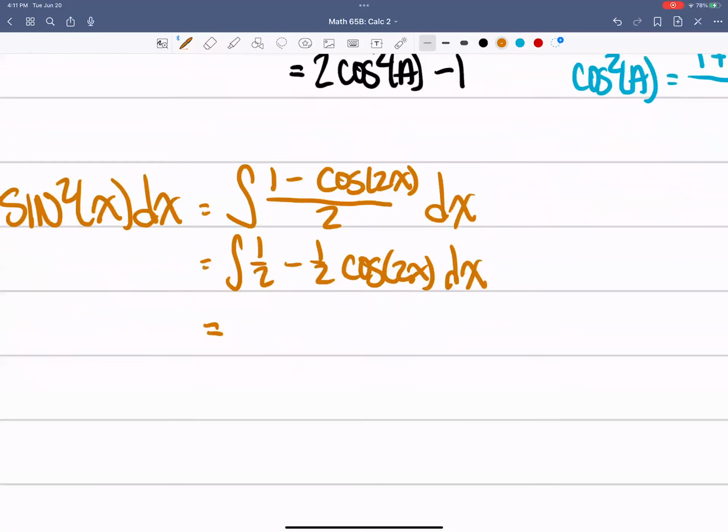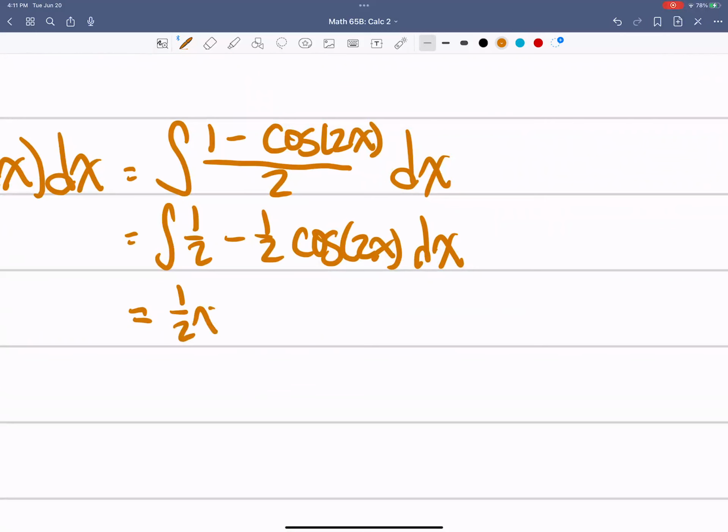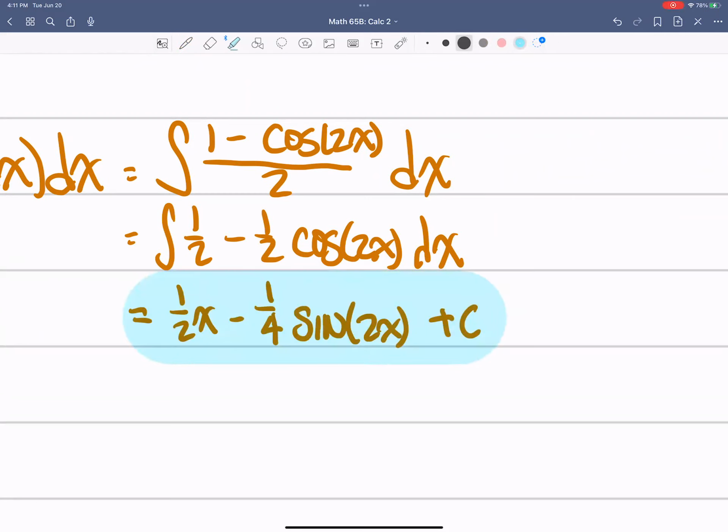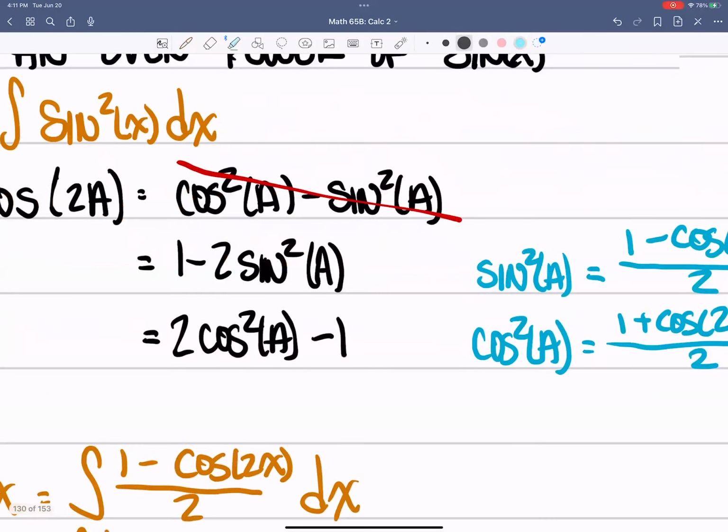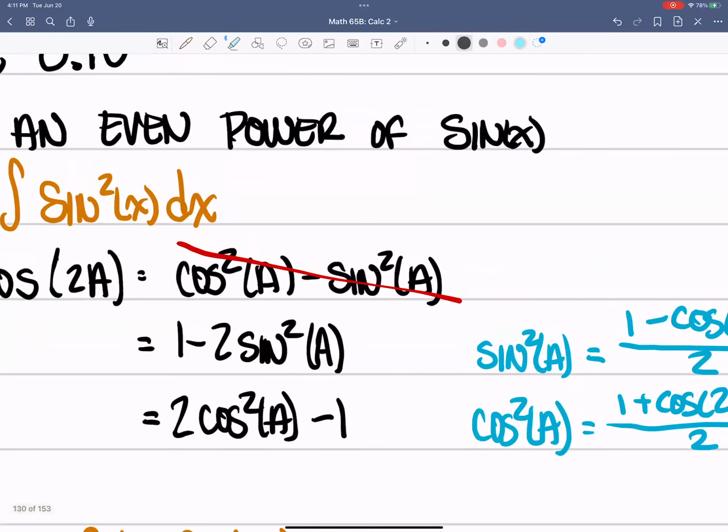Integrating 1 over 2, that's 1 over 2x, minus 1 over 4 sine of 2x, not cosine, sine, and plus c. And there we go. There is the integration of even powers of sine.